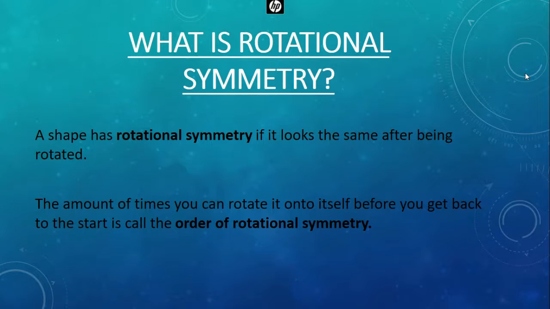So, rotational symmetry is how many times we can rotate a shape so that it still looks the same as we rotate it. So a shape has rotational symmetry if it looks the same after it's been rotated. The number of times you can rotate it to look the same as the original shape is called the order of rotational symmetry. By the end of today's lesson, I hope that you will know what rotational symmetry is and how to count the order of rotational symmetry.